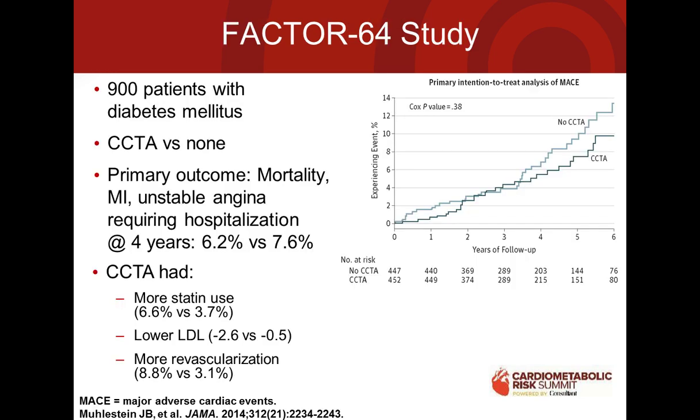All right. So here's randomized trial number 2. This is the cousin of the DIAD trial. This is the FACTOR-64 study, which looked at 64-slice CT, again in diabetic asymptomatic patients. This was in JAMA just a couple of years ago, and these diabetic patients were randomized to have CT or no CT. The primary outcome, again, was mortality or MI. In this case, they also had unstable angina. And as with the DIAD study, after several years of follow-up, no difference in the primary outcome, 6.2 versus 7.6.